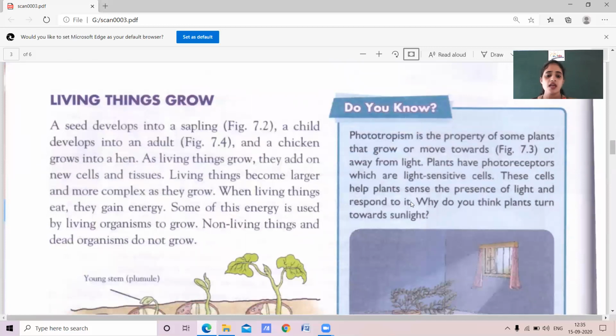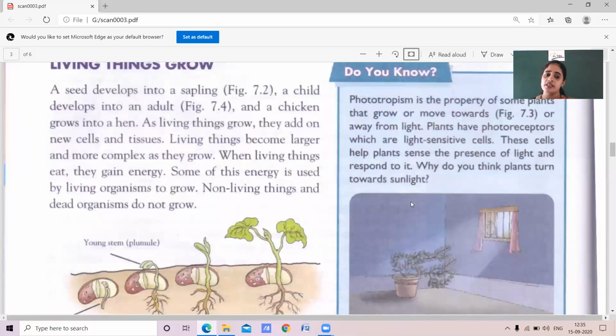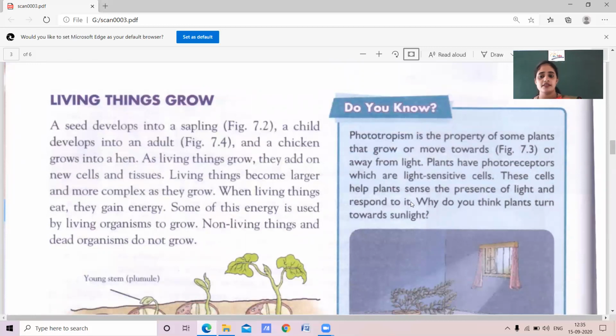See here, as I have told, living things exhibit certain characteristics. Now, we are going to study what characteristics living organisms show, or what the features of living things are. The first and foremost characteristic of living organisms is that living things grow.